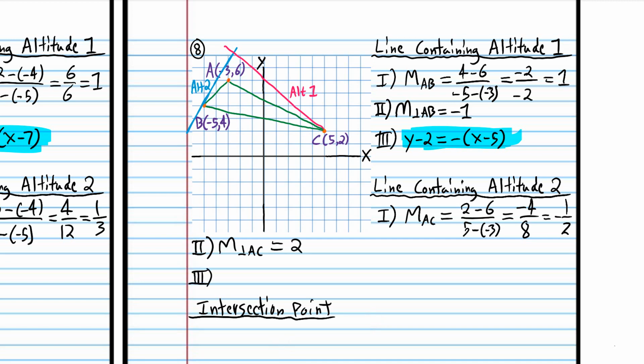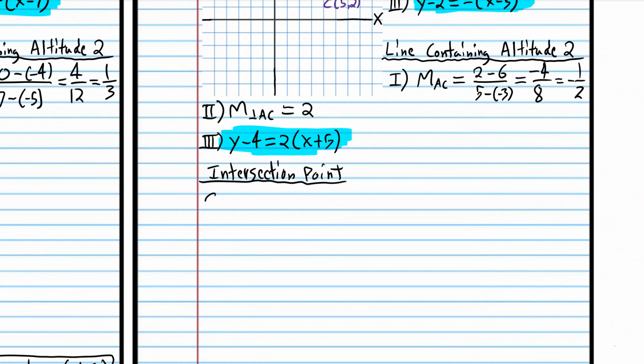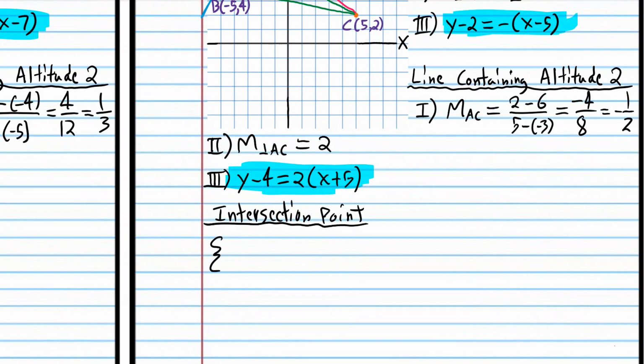Now we just write the equation of the line containing altitude 2. And for altitude 2, point B is on the line. So it would be y minus 4 is equal to 2 times x plus 5. And that is the equation of the line containing altitude 2. So now we're ready for intersection points, or the one intersection point.